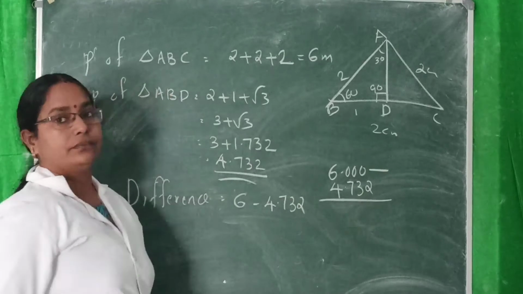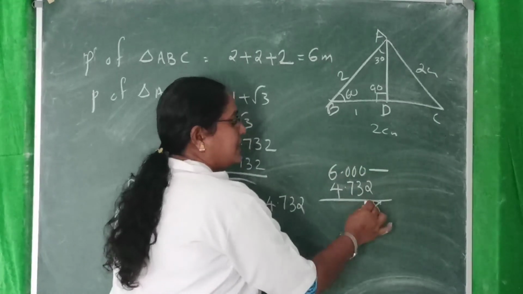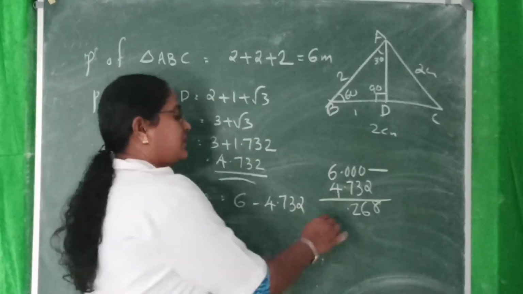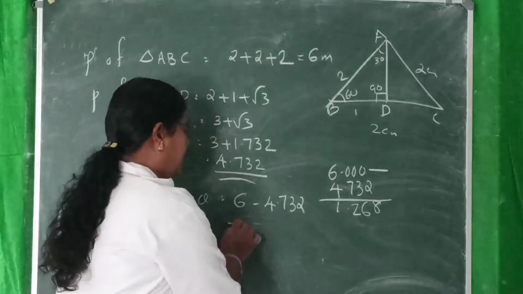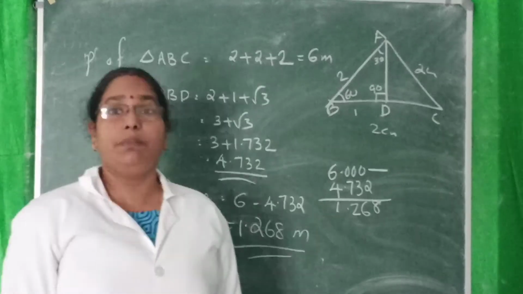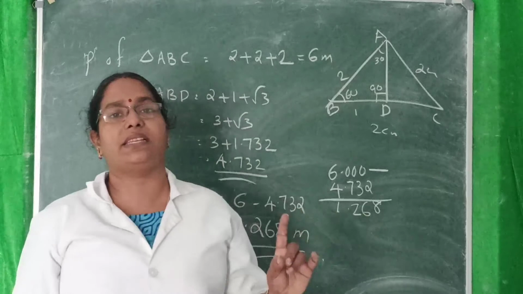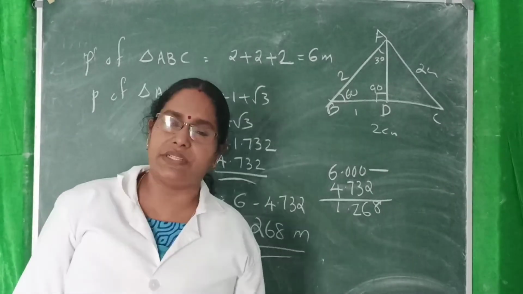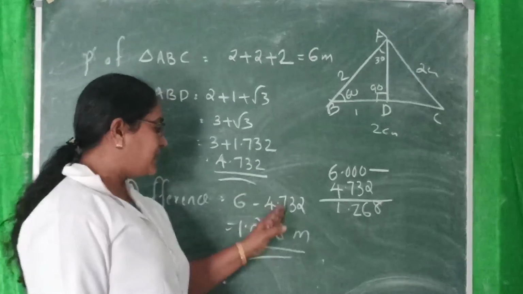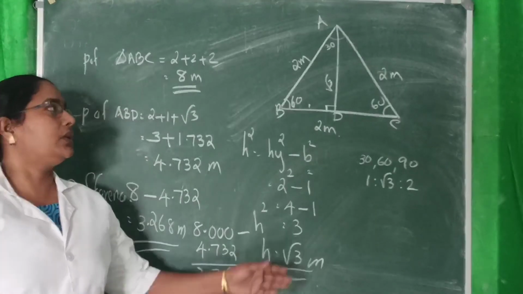Subtracting 4.732 from 6.000: 1 is borrowed, 10 minus 2 is 8, 9 minus 3 is 6, 9 minus 7 is 2, 1 is borrowed, so 5 minus 4 is 1. Therefore 1.268 meter. What is the perimeter of the part of the triangle? The whole triangle is 6, the part of the triangle is 4.732. Finding the difference means subtract and write: 1.268 meter.